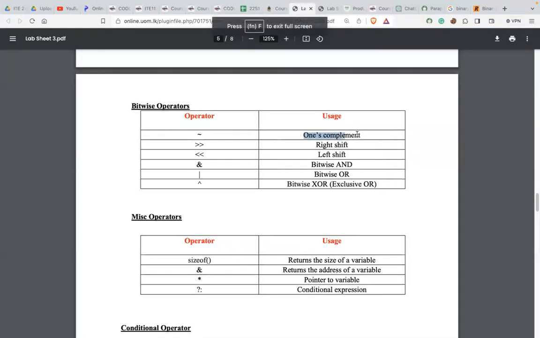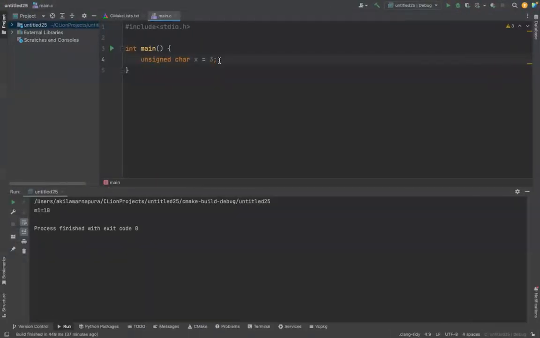Before the explanation of the ones complement, you have to know what is meant by ones complement or twos complement. Ones complement means just invert the bits. Twos complement means add one. Do you understand? Okay, now take the ones complement operator. I'll give you this example.